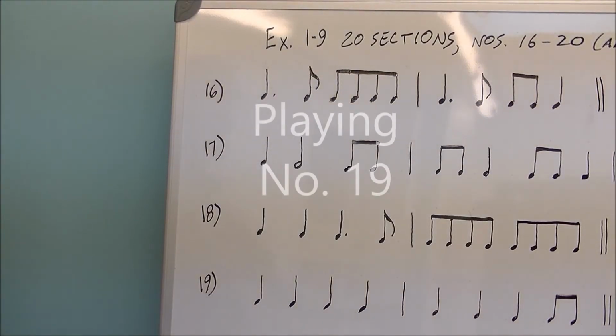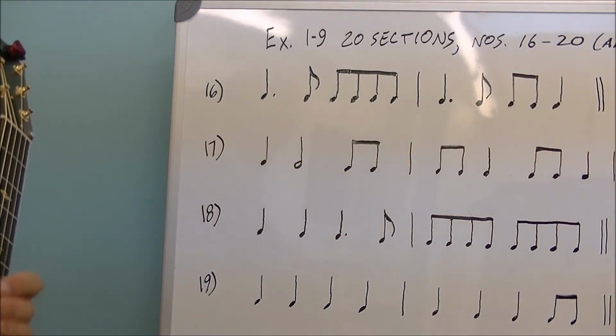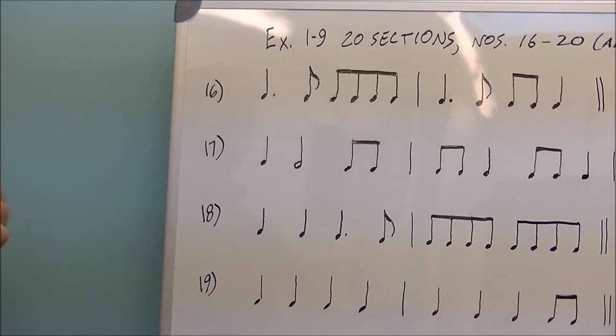Number 19, let's change chords. We'll do an E major and an A major. Here's E, and here's A. Number 19, 1, 2, 3, 4. 1, 2, 3, 4. 1, 2, 3, 4. 1, 2, 3, 4. 1, 2, 3, 4.